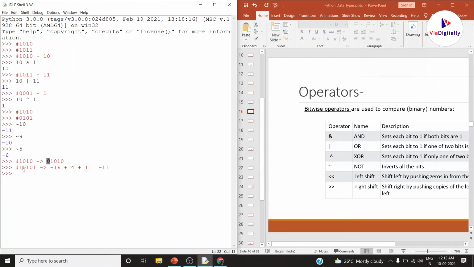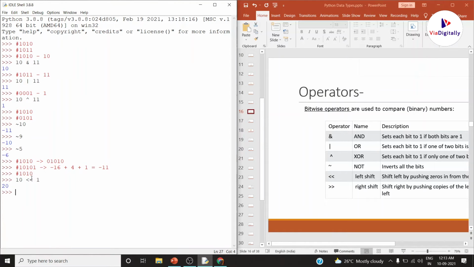Now let us go to bitwise left shift. What does bitwise left shift mean? We are going to shift the digits of binary numbers towards the left side. In the same example, let us take 1010, that is nothing but 10. If I take 10 left shift by 1, what happens? I am going to get 20 as my output. So how are we getting 20 as output when 10 is left shifted by 1 unit?